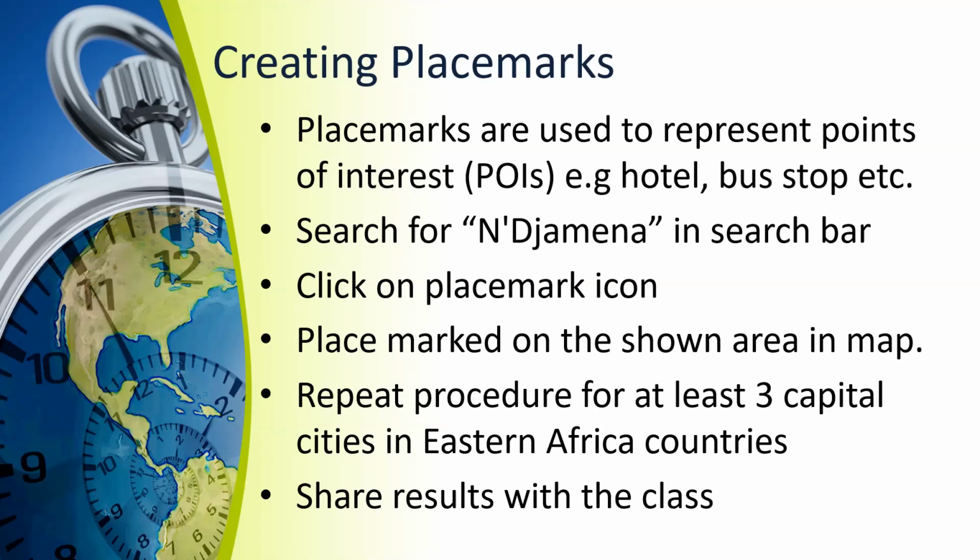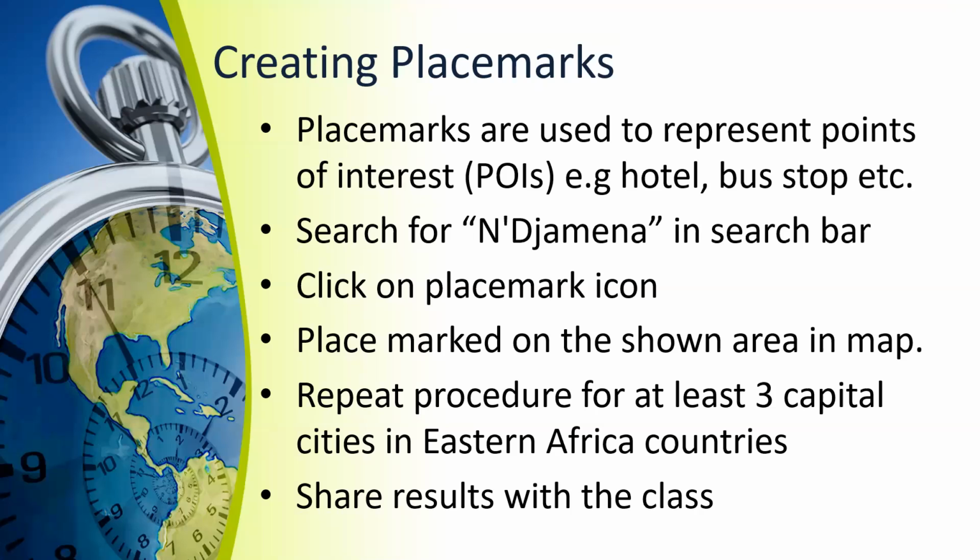So we are going to go back into our Google Earth user interface. Then you're going to click on the place mark icon. I'm going to show you what the place mark icon looks like. When you click on the place mark icon and move your cursor into the map, you'll notice the place mark asking you where it's going to be placed. Then you'll place the marker in the area that you want to show.